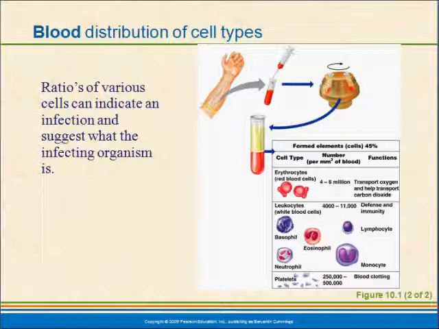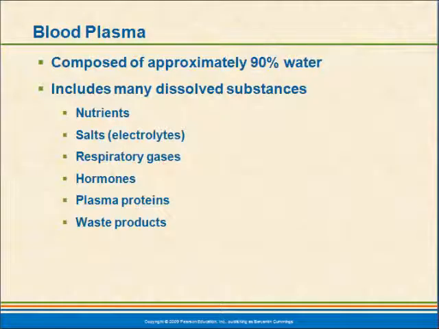But as we look at these cells, we're going to throw out some numbers. The only big one that I want you to realize is that there are 4 to 6 million red blood cells in every drop of blood. The numbers are staggering. But blood plasma itself is composed of about 90% water.